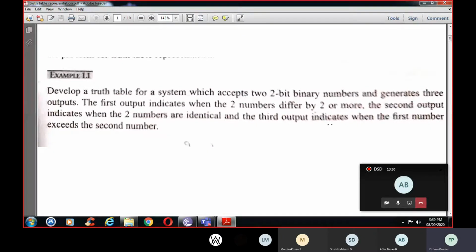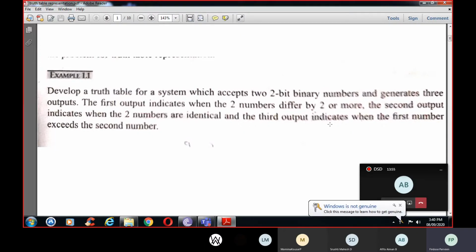They are telling that you have to develop a truth table which accepts two 2-bit binary numbers. So altogether, you'll be having 4 inputs. Each number will be 2-bit, so 2 numbers you'll be having. And you'll be having 3 outputs. The first output indicates when the two numbers differ by 2 or more. At that time it will be high. High means it will be logic 1.